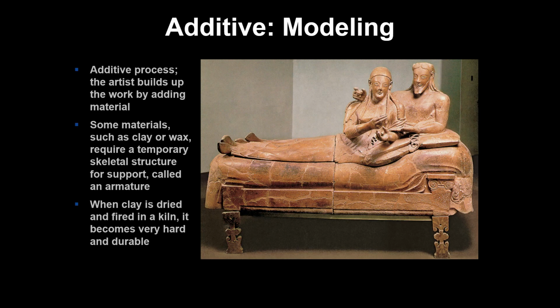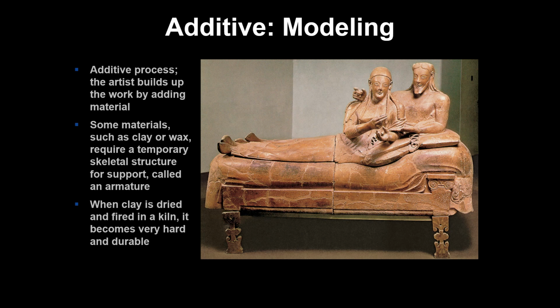Welcome back. Alright, so now we're moving from subtractive methods to additive methods, where in additive processes the artist builds up the work by adding material. Some materials, such as clay or wax, require a temporary skeletal structure for support, called an armature. When clay is dried and fired in a kiln, it becomes very hard and durable.